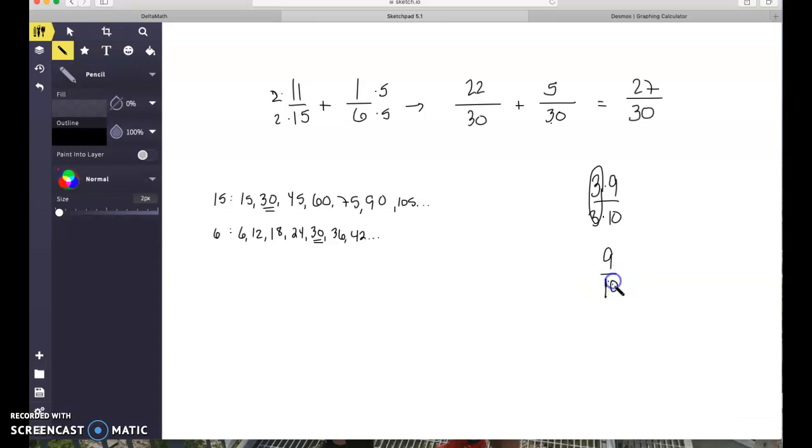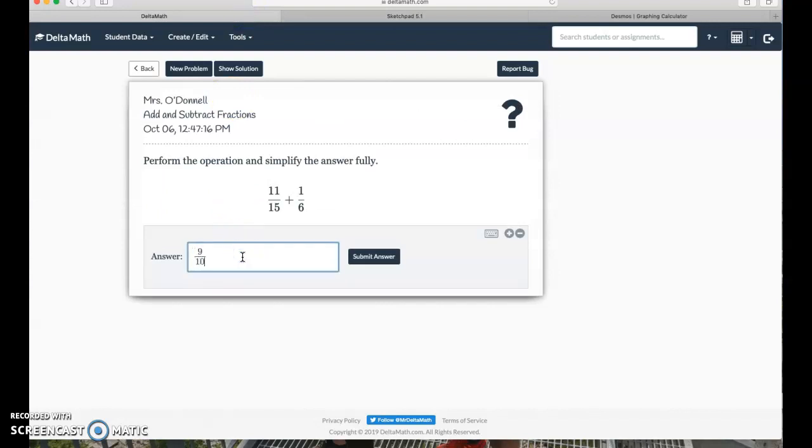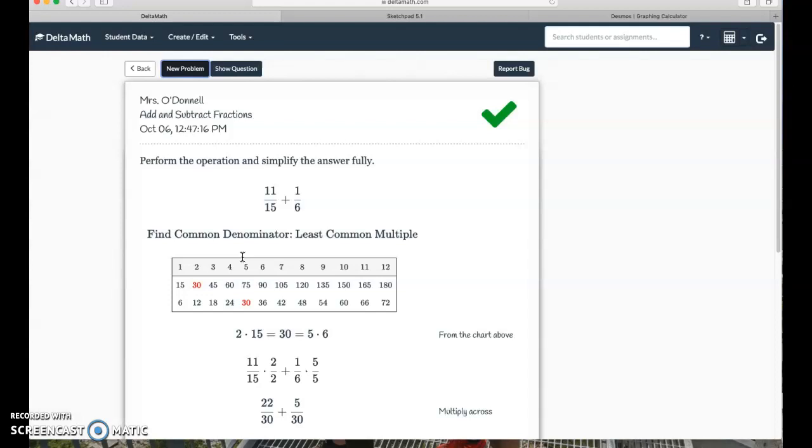Again, my mouse is acting up. Sorry about that. Okay, so my final answer, my most reduced answer, is going to be 9/10. All right, let's go ahead and type this in. 9 divided by 10. Let's see if Delta Math likes it, and they do.